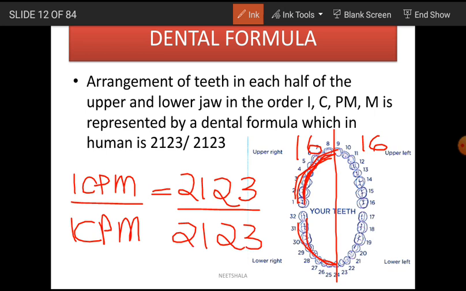Now, please do note that this is not a fraction. We cannot cancel 2, 1, 2, 3 by 2, 1, 2, 3 and write it as 1. We are just representing the number of incisors, canines, premolars and molars in one half of the upper side and one half of the lower side. That's it. So here we are getting 2, 1, 2, 3 divided by 2, 1, 2, 3. And if you multiply any of these numbers by 4, we will get the total number of that particular tooth. So now you can easily find the number of incisors, canines, premolars and molars.